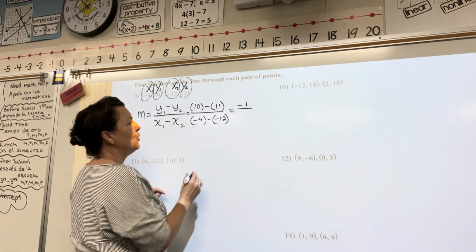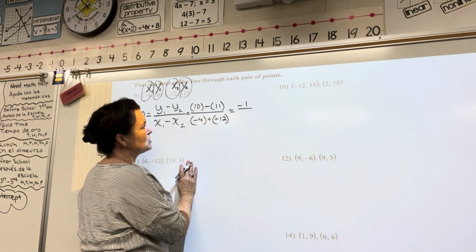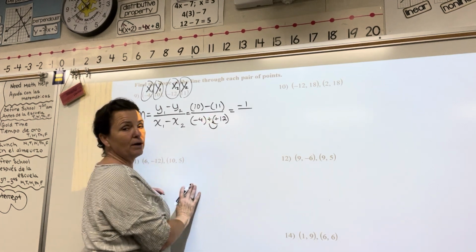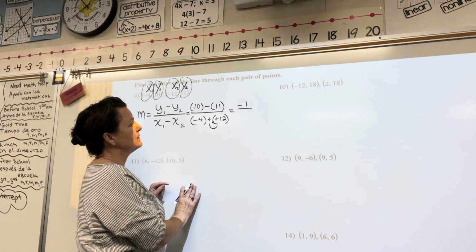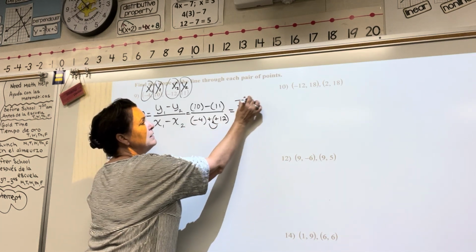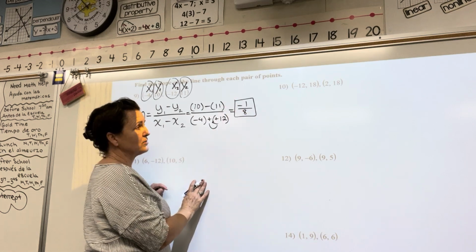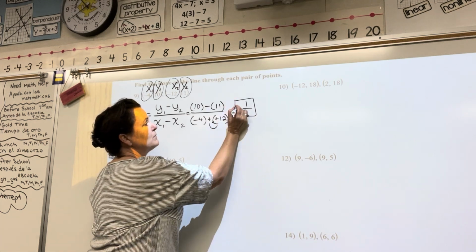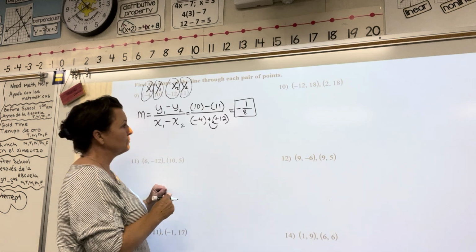On the bottom, I have a double negative. Let's change that to a positive. Remember that anytime you have a double negative, you can make it a little happy face, becomes positive. Now we have 12, take away 4, which is 8. Negative 1/8 is your answer. And again, if you'd like to put that negative just right out front, you're welcome to do so, okay?